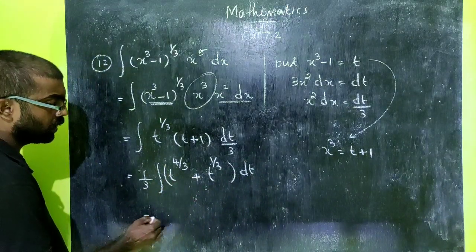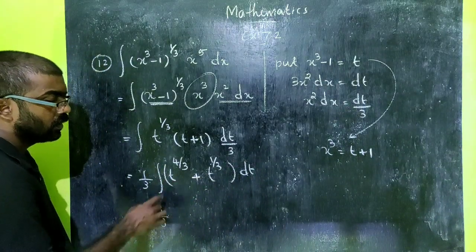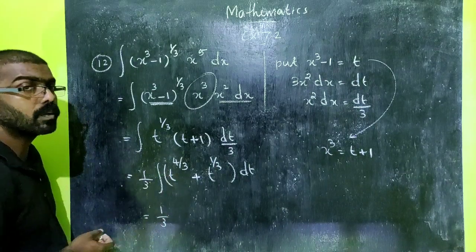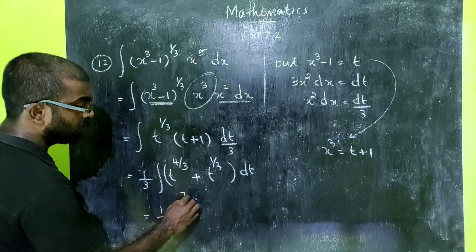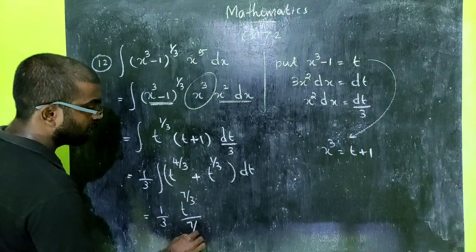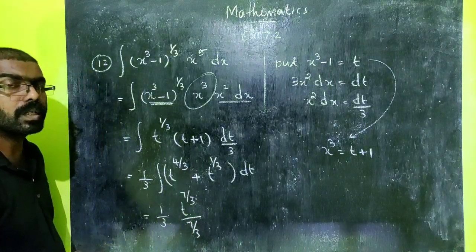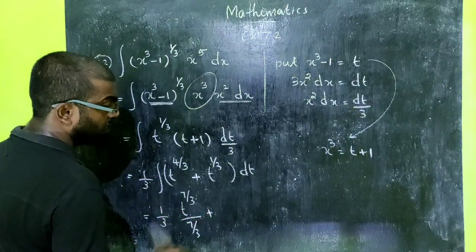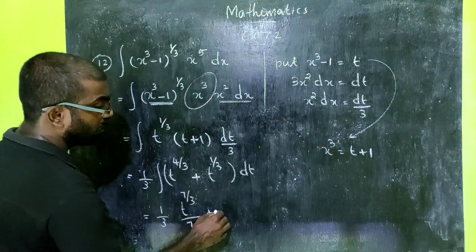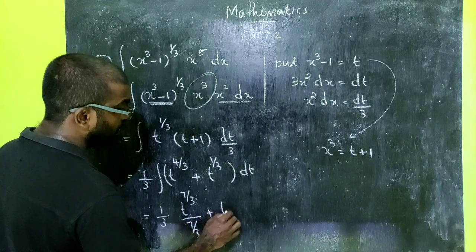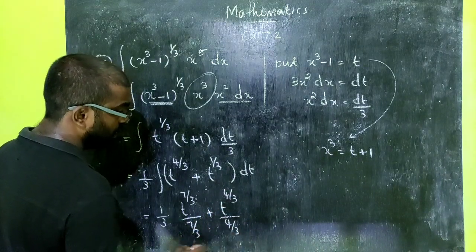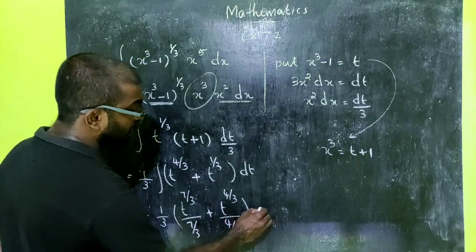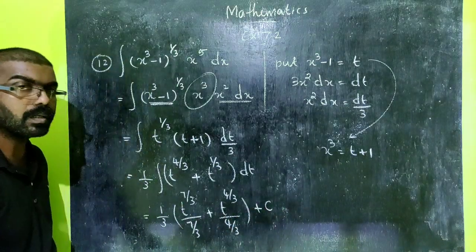Okay. Now we can integrate using x raised to n plus 1 by n plus 1. So here t raised to 7 by 3 divided by 7 by 3, since 4 by 3 plus 1 is 7 by 3. And 1 by 3 plus 1 is what? 4 by 3. T raised to 4 by 3 divided by 4 by 3. Then plus integrating constant c.